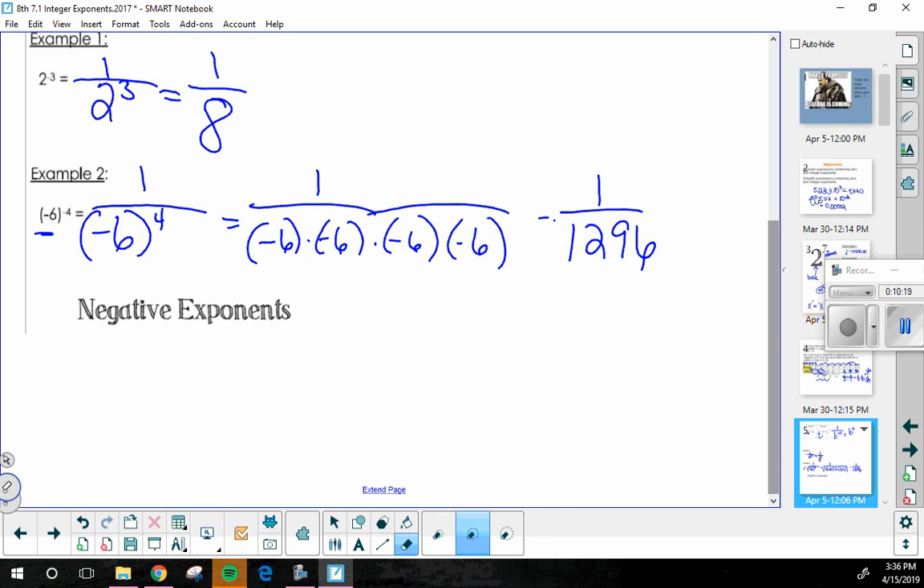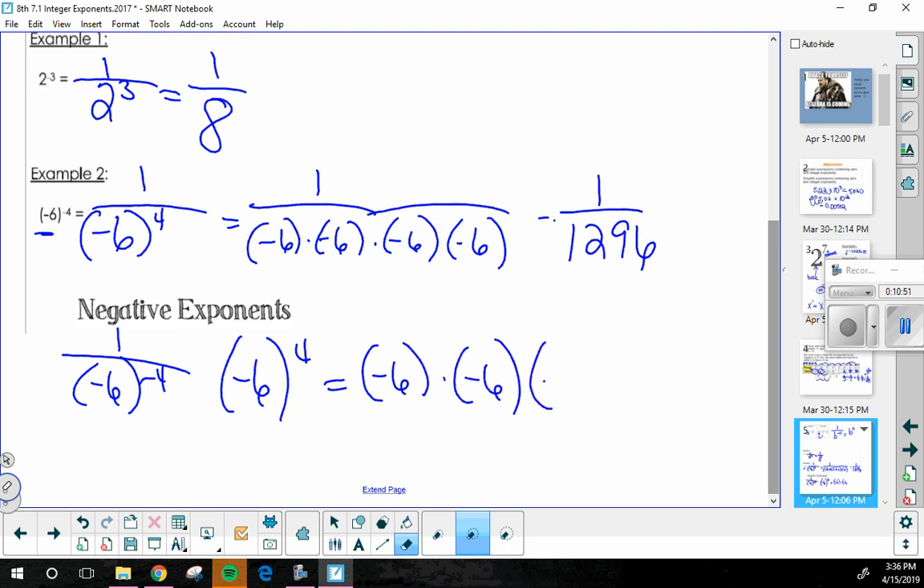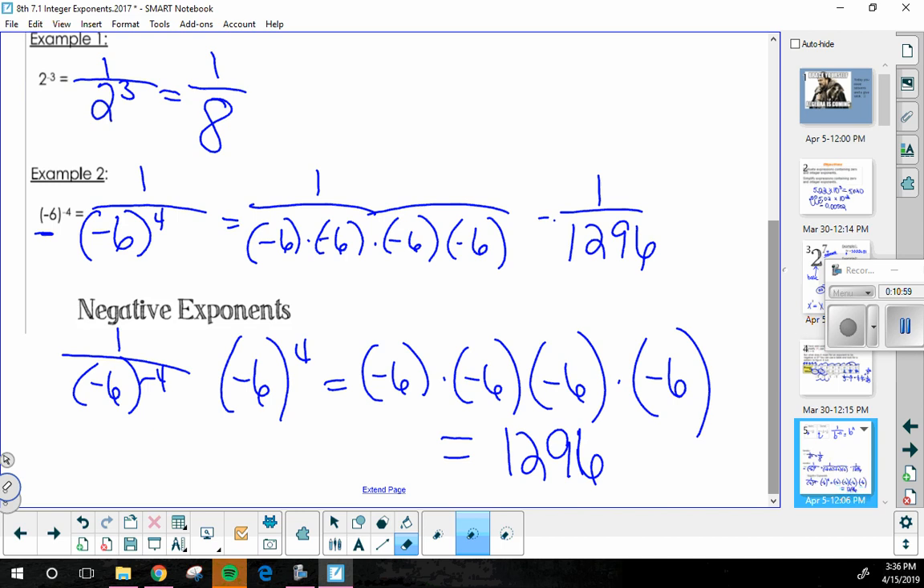Now I'm going to show you another example, though. Write this down somewhere underneath this, wherever you have room. What if I start out with 1 over negative 6 to the negative 4? Right now I just move that up into the numerator space, and that's going to be negative 6 to the 4th, which is negative 6 times negative 6 times negative 6 times negative 6, which is 1,296.